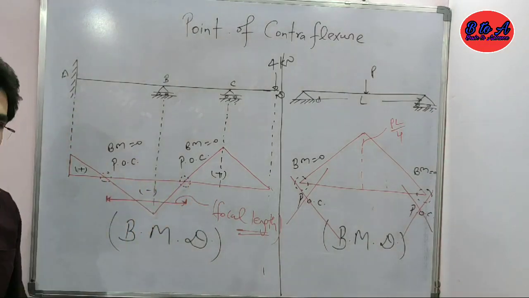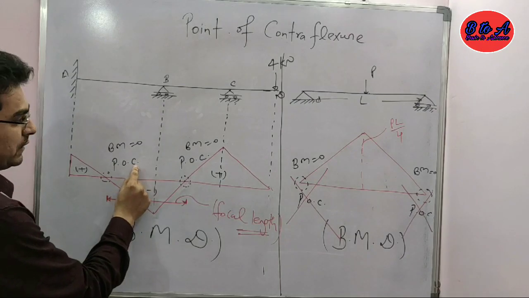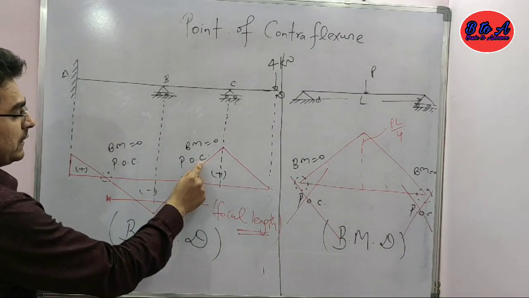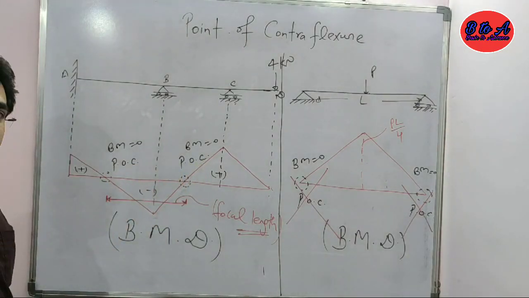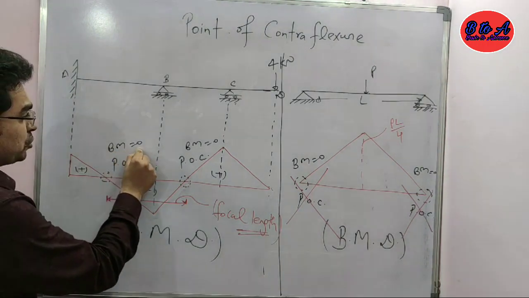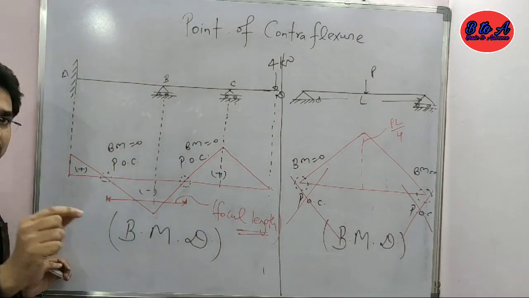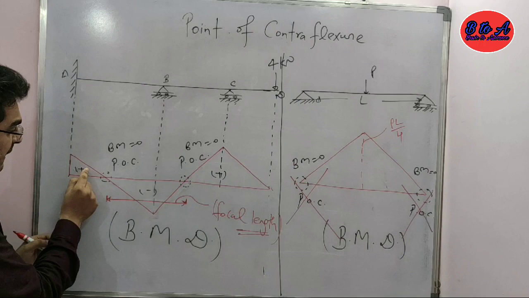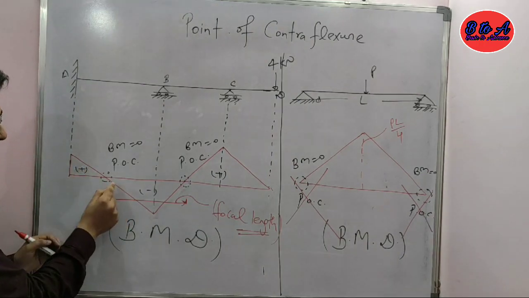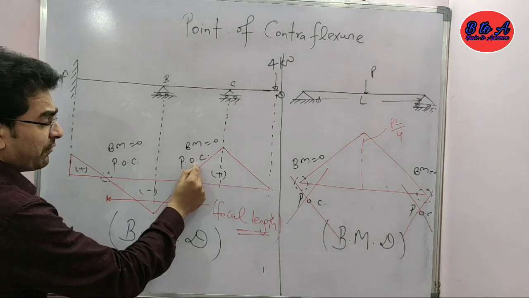So these 2 points are known as the point of contraflexure. क्योंकि bending moment ने अपना sign change किया है, that's why bending moment is also 0 at this point. So point of contraflexure is the point where bending moment change its sign. The bending moment change its sign is known as the point of contraflexure.